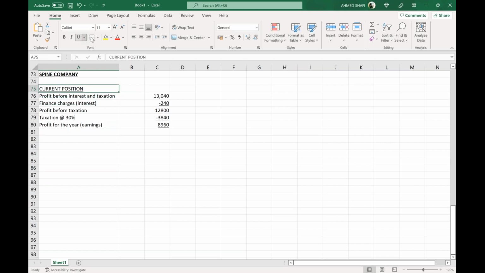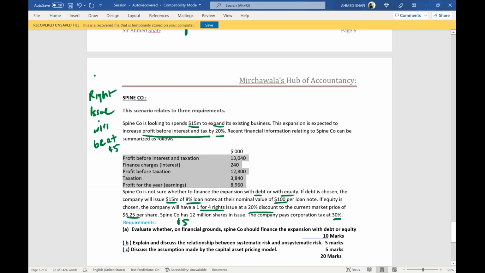So the current position is as follows: PBIT is 13040, interest is 240, PBT, then tax, and then PAT. Now, if you look at the scenario, Spine was planning to raise 15 million to expand, and the expansion will increase PBIT by 20%. Remember this figure, PBIT. This is increasing by 20%. And financial information is given. The only problem is the company is unsure between debt or equity.